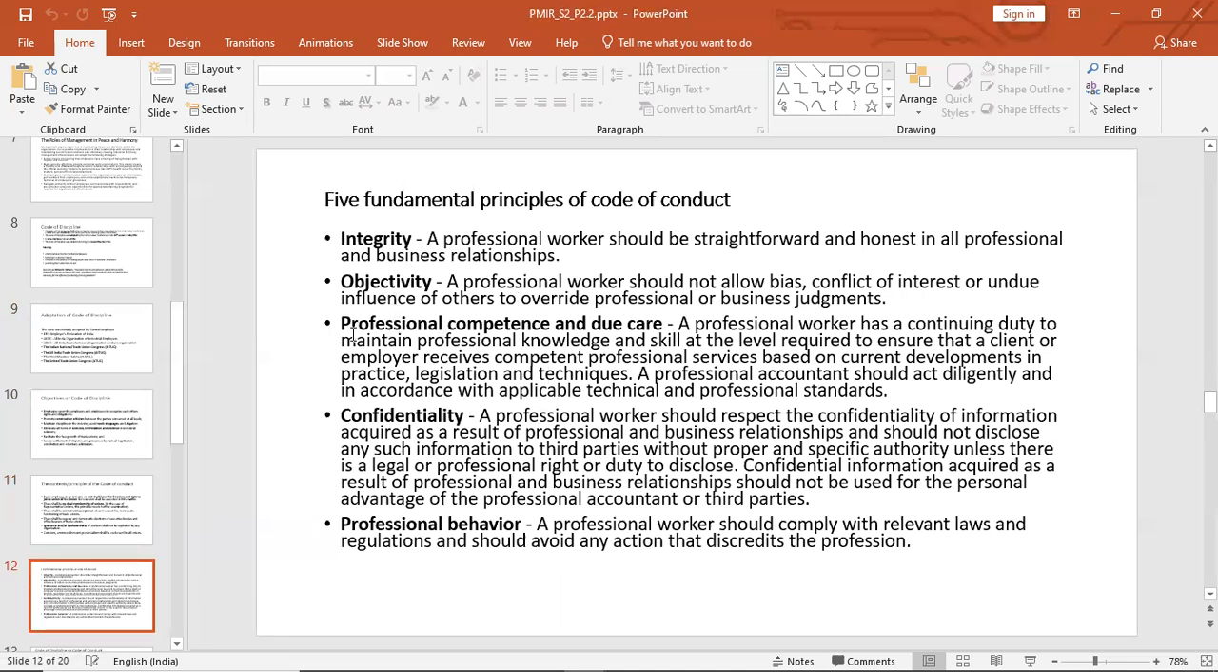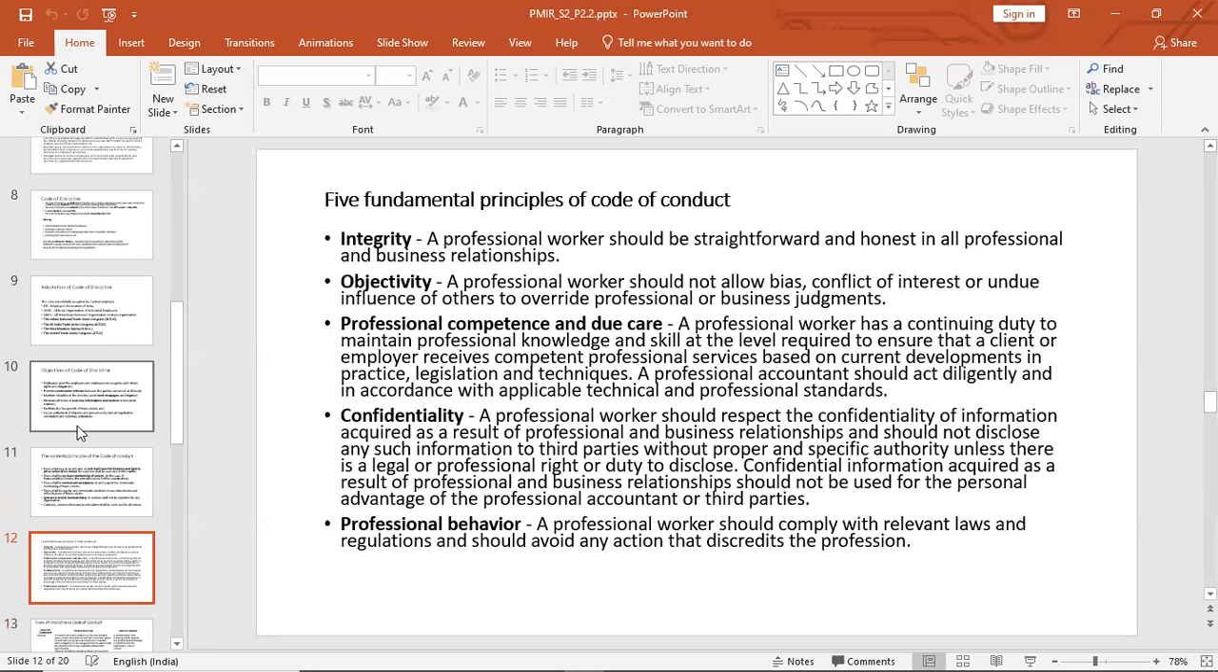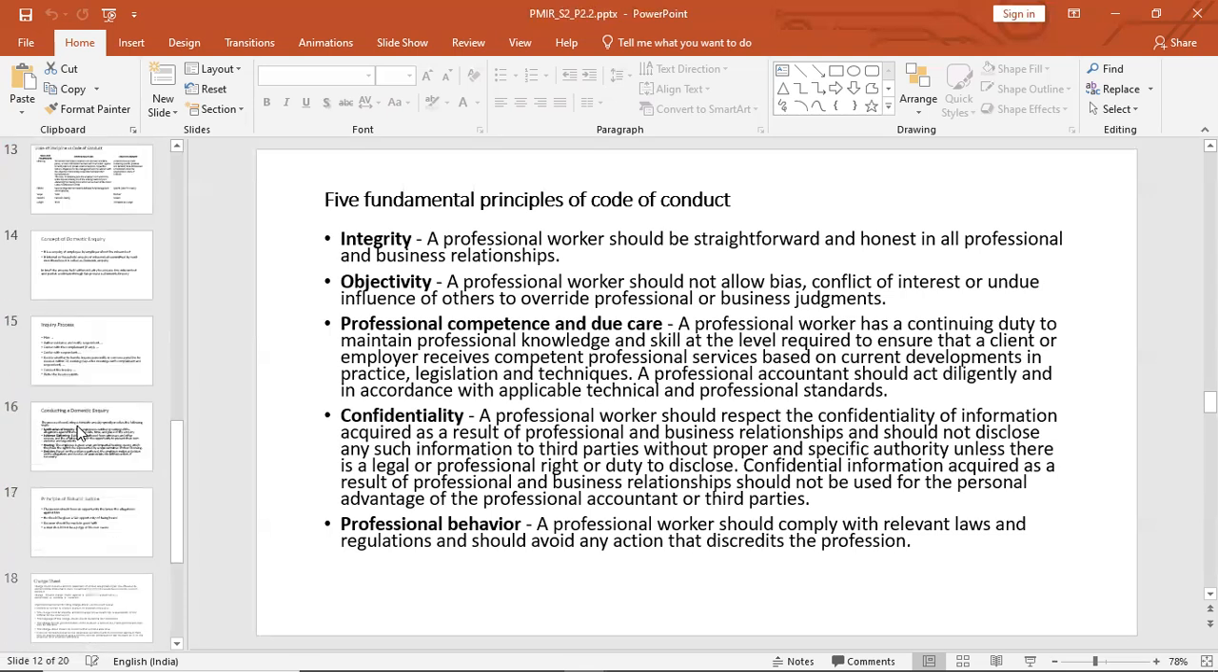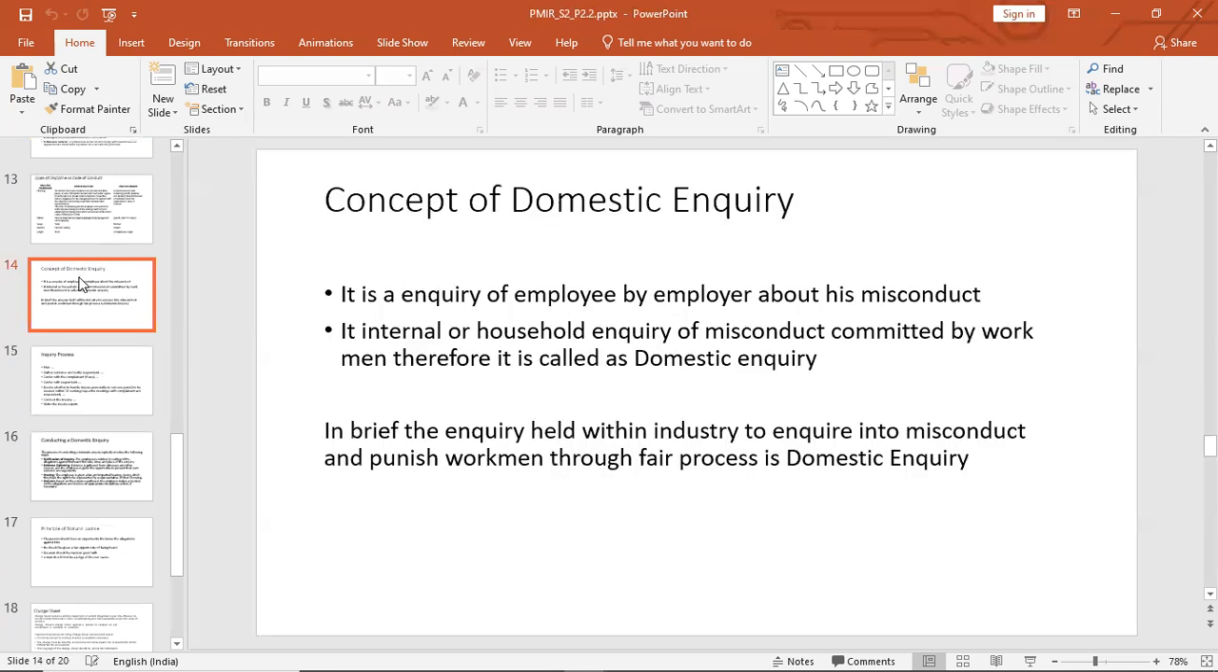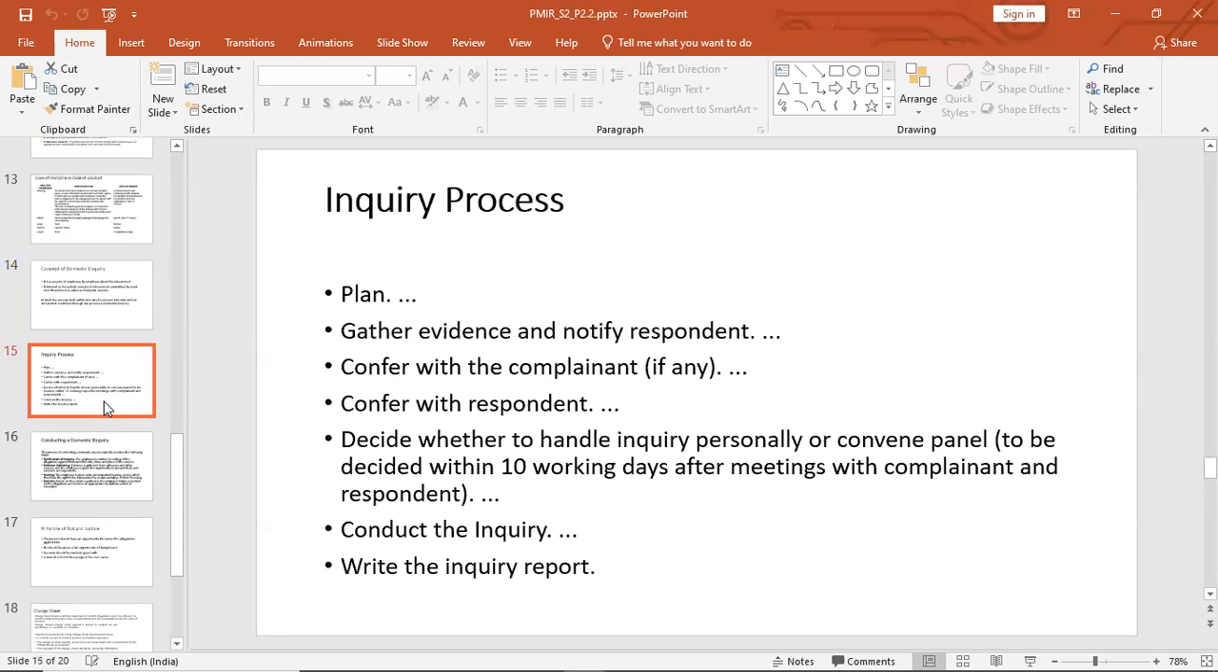Integrity, objectivity, professional competence, confidentiality, professional behavior. These are the fundamental principles of code of conduct. Then we studied the defense. We also studied the domestic inquiry, how it happens and what the process is.